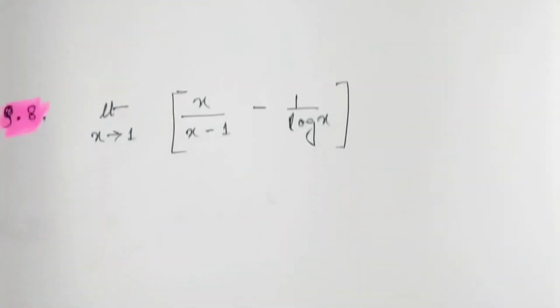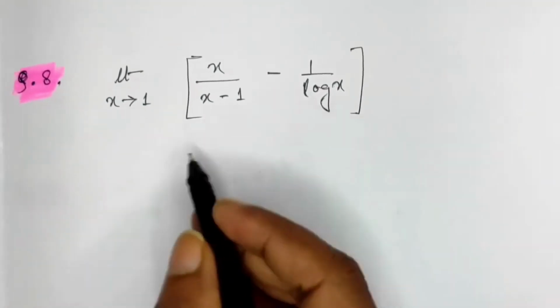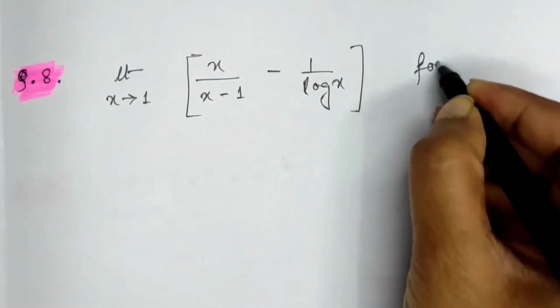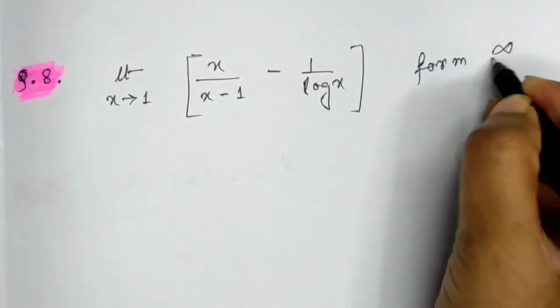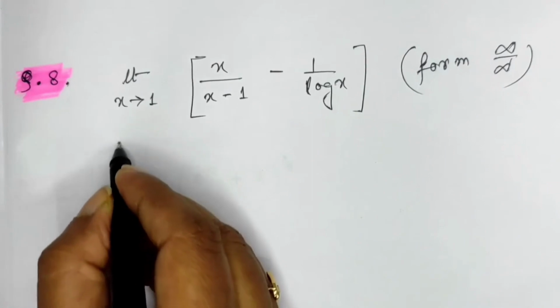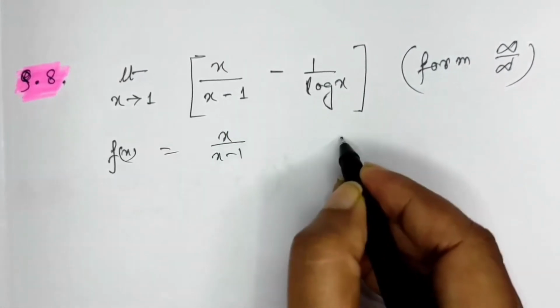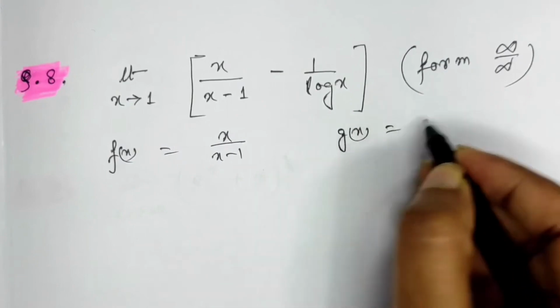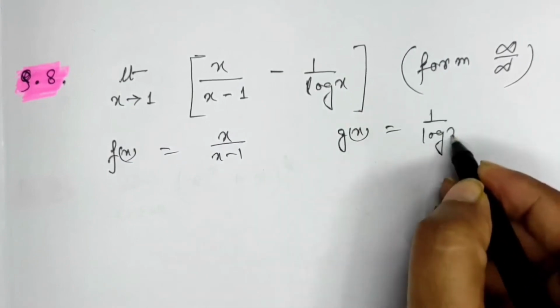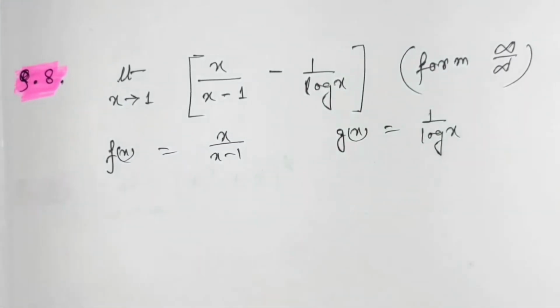Now one more question is here, and in this question again this is in the form of infinity by infinity. Just have a look, because here f(x) we can say as x divided by x minus 1, and g(x) is 1 upon log of x. So again we just simplify and transform it into the form of 0 by 0, and we proceed to solve it out.